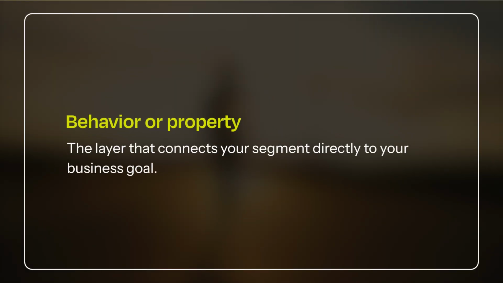And then there's behavior or property. This is the layer that connects your segment directly to your business goal. It's the customer action or attribute that tells you why this group of people matters for what you're trying to achieve. That third layer is what separates a custom segment from a basic one.